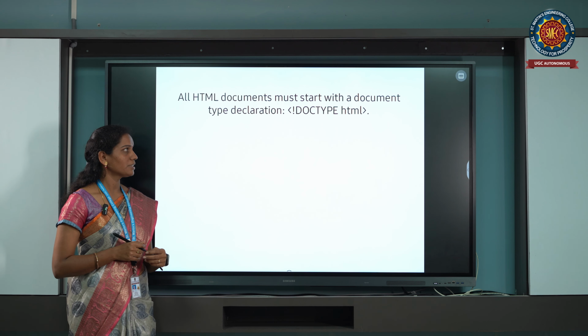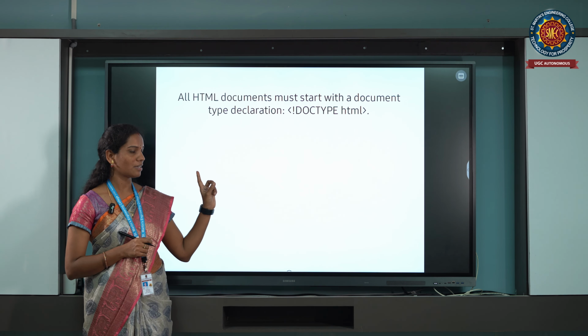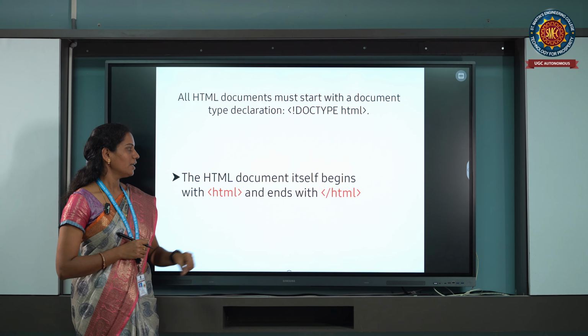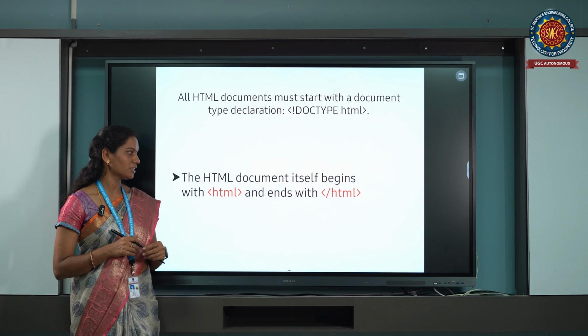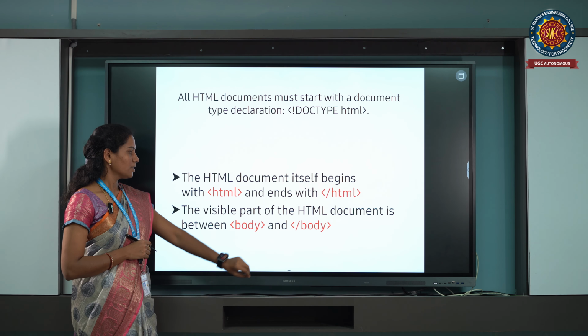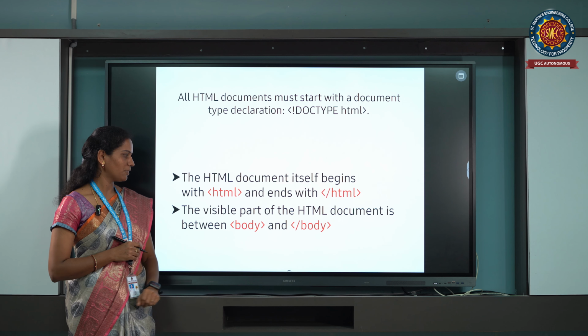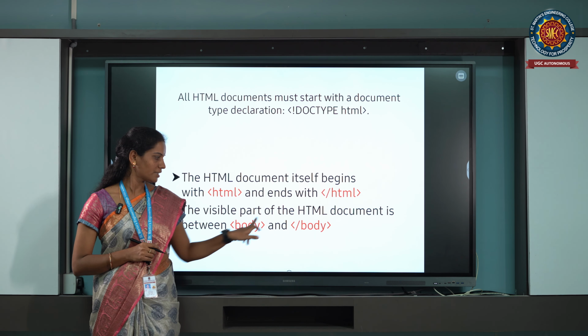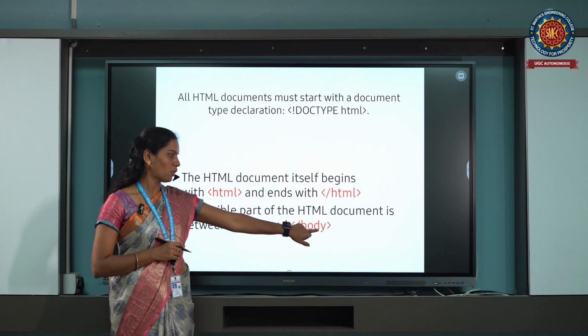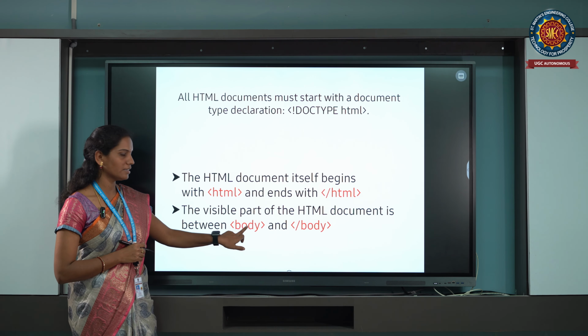All HTML documents start with the type declaration, doctype HTML. In this doctype HTML, it begins with HTML and ends with /HTML. The visible part of the HTML document is between body tags. It is the starting tag of body and we are closing with /body. This is the closing tag, this is the opening tag.